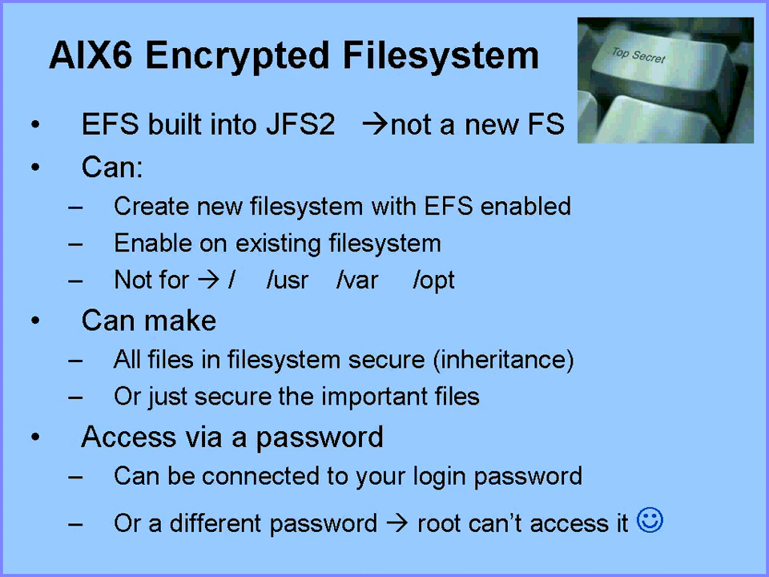Now we can either create a new file system which has this encryption, or we can enable it on an existing JFS2 file system. But we can't enable it on some of the important file systems like the top level file system slash, or /usr, /var and /opt. So this is for encrypting your data files, not for actually encrypting the operating system itself. Now we can make all files in a file system secure. We switch on a feature called inheritance, and all things created in that file system will then be encrypted. Or if we've only got a handful of files, we could just encrypt those important files to keep that data safe.